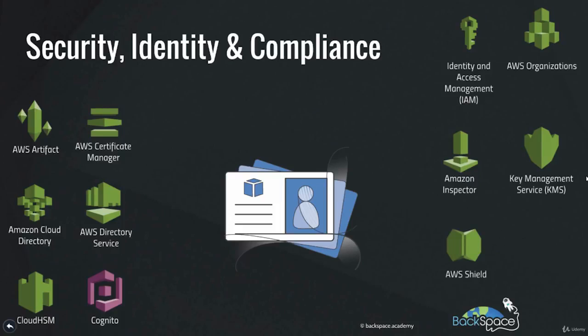AWS Shield provides protection against distributed denial of service, or DDoS for short, attacks. The standard version of AWS Shield is implemented automatically on all AWS accounts. Web Application Firewall, or WAF for short, is a web application firewall that sits in front of your website to provide additional protection against common attacks such as SQL injection and cross-site scripting. It has different sets of rules that can be used for different applications.